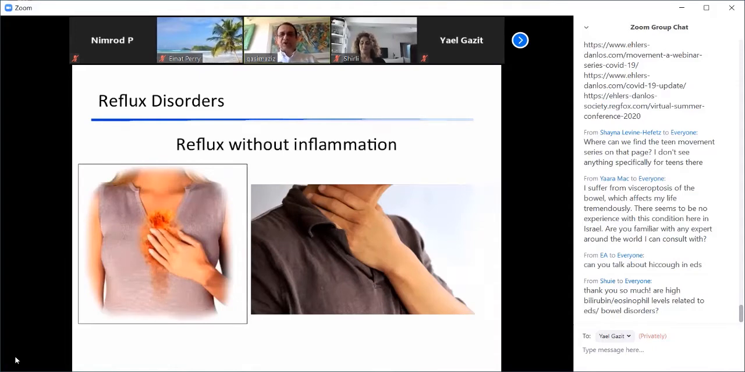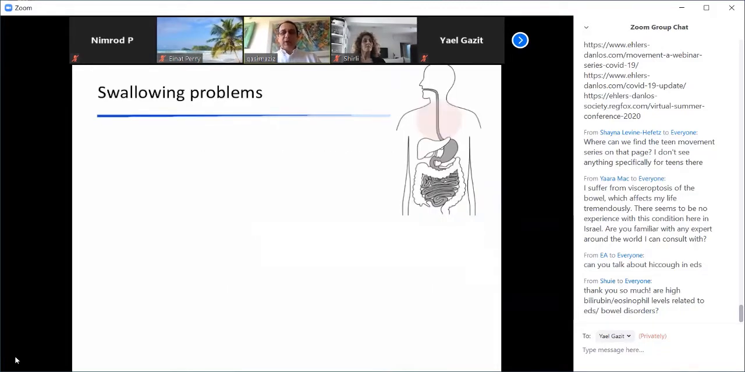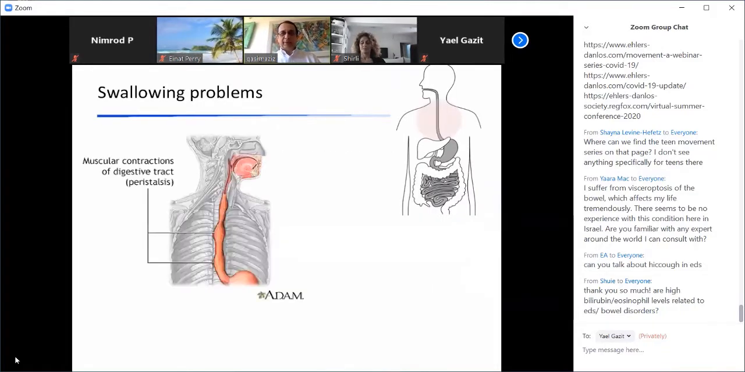And in most of the patients, when we do a camera test endoscopy to look down the esophagus, we don't find inflammation in the vast majority of our EDS patients. They get a lot of reflux symptoms, and usually the esophagus is not very inflamed. Then we have difficulty with swallowing, so that a lot of our patients describe that the food is stuck either in the back of the throat, what we call the pharynx here, or as it goes down the esophagus, so they have a feeling of food stuck in the chest.